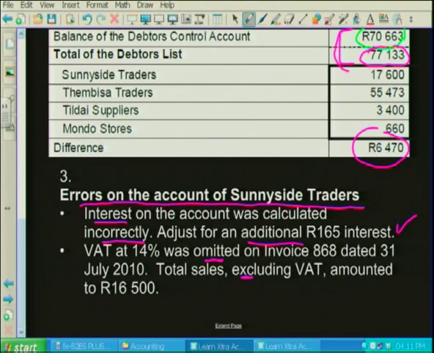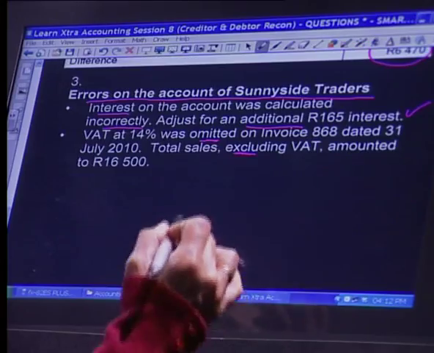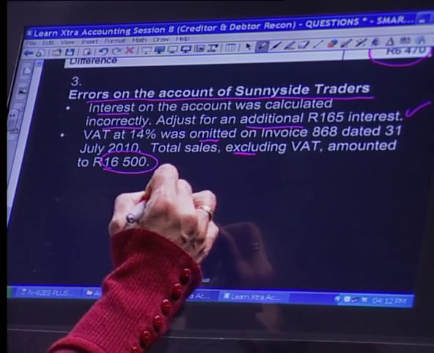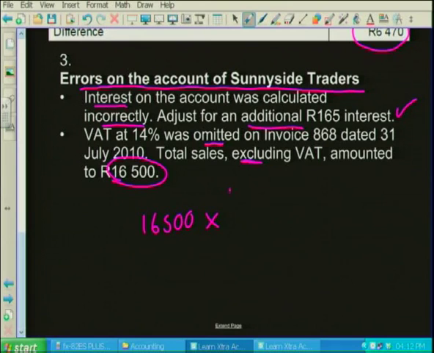Total sales excluding your VAT amounted to 16,500. So what basically happened here, you've got Sunnyside traders who purchased on credit, but VAT was omitted. VAT was left out of the transaction itself. So let's firstly calculate the VAT and then let's include the VAT in terms of Sunnyside. Okay, so let's do your VAT calculation. The total sale, 16,500 times 14% divided by 100, because remember your sales excluded VAT, so you're dividing by 100.